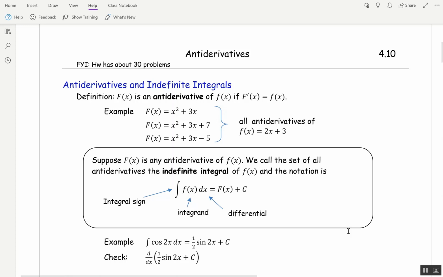Welcome to section 4.10, Antiderivatives. This is an exciting section because it is the gateway into integral calculus. Calculus is typically divided into two parts, differential and integral. Differential is what we spend most of the time in Math 1A doing, taking derivatives. In Math 1B next semester, which I hope you'll all be in, we're going to spend all of our time integrating, which is finding antiderivatives.